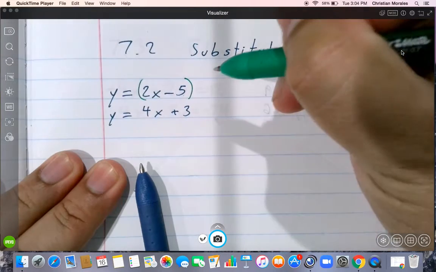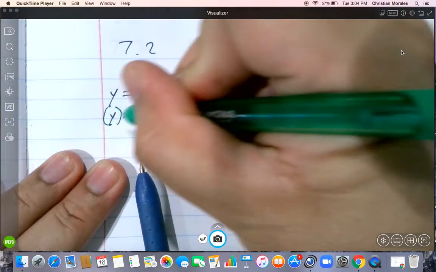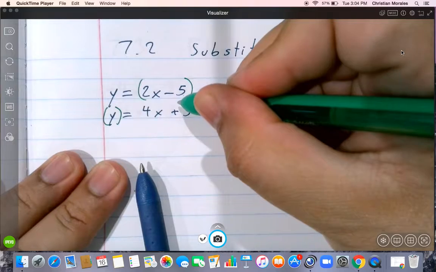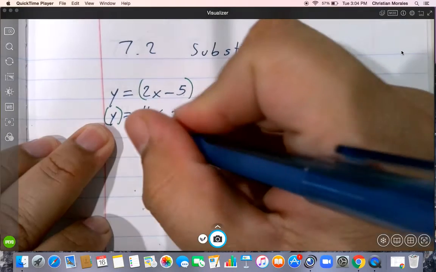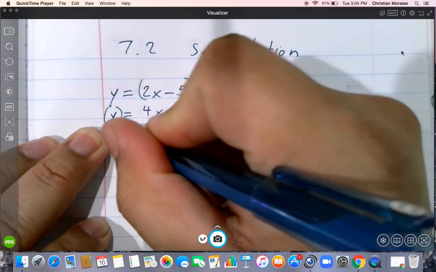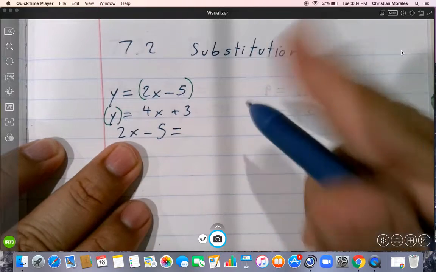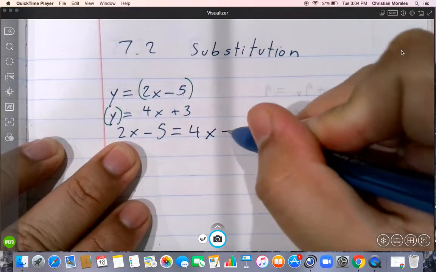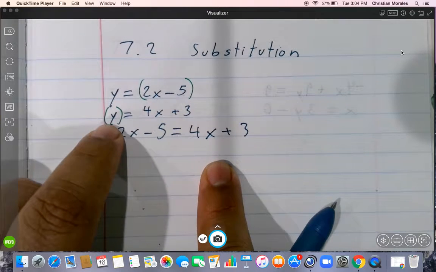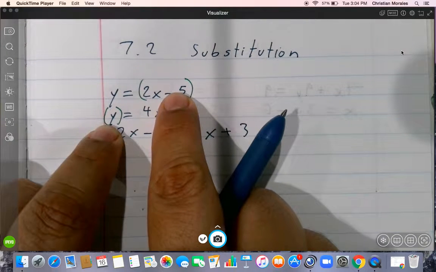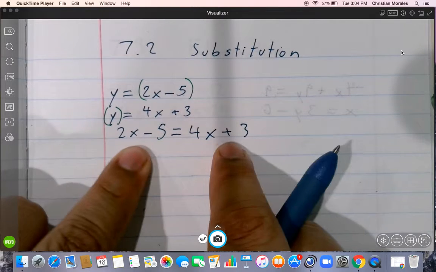This is equal to y, this whole thing. Well, that means that this whole thing can be replaced with this. So substitution means you replace y right here with 2x minus 5. What about over here? You don't do anything. You leave it the same. So substitution basically replaces the y with the equation, and now you have combined both equations into one problem.